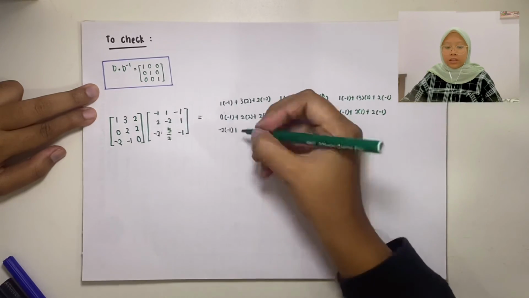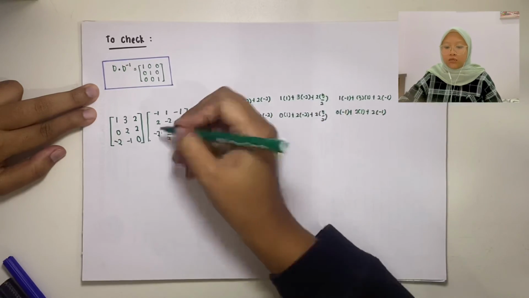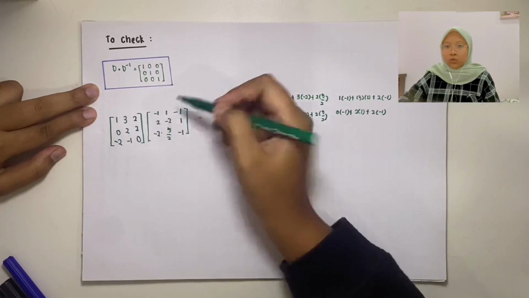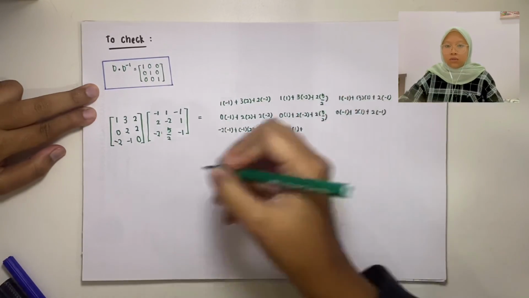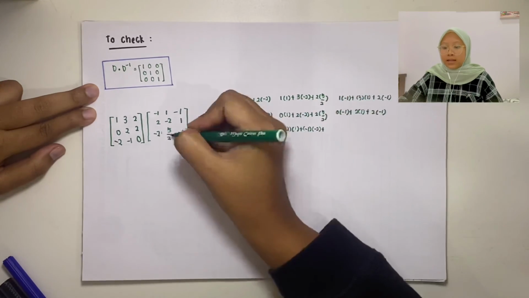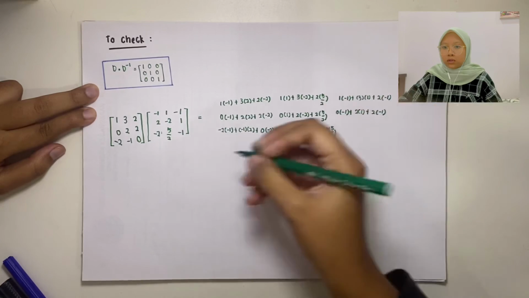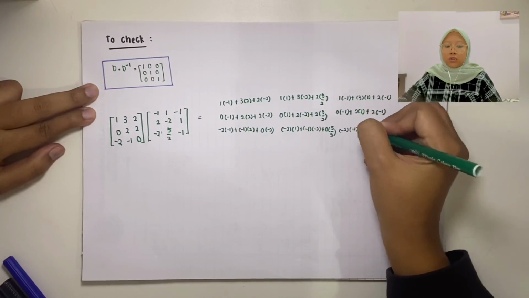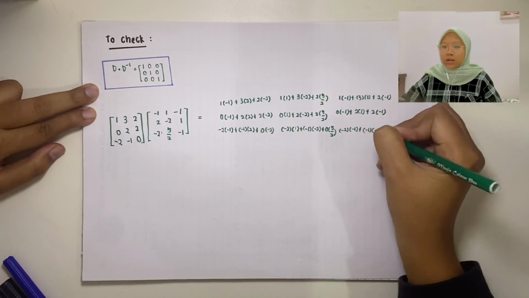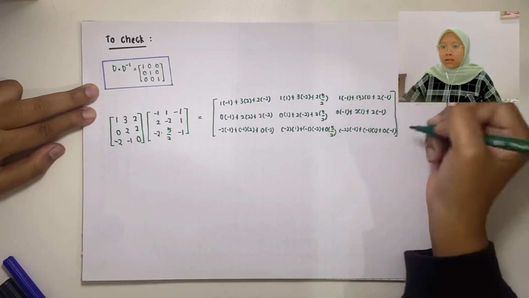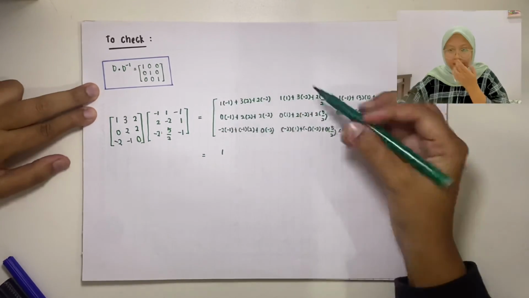For row 3 and column 1 is negative 2, negative 1 plus negative 1, 2 plus 0, negative 2. Row 3, column 2 is negative 2, 1 plus negative 1, negative 2 plus 0, 5 over 2. Next, for row 3, column 3 is negative 2, negative 1 plus negative 1, 1 plus 0, negative 1.